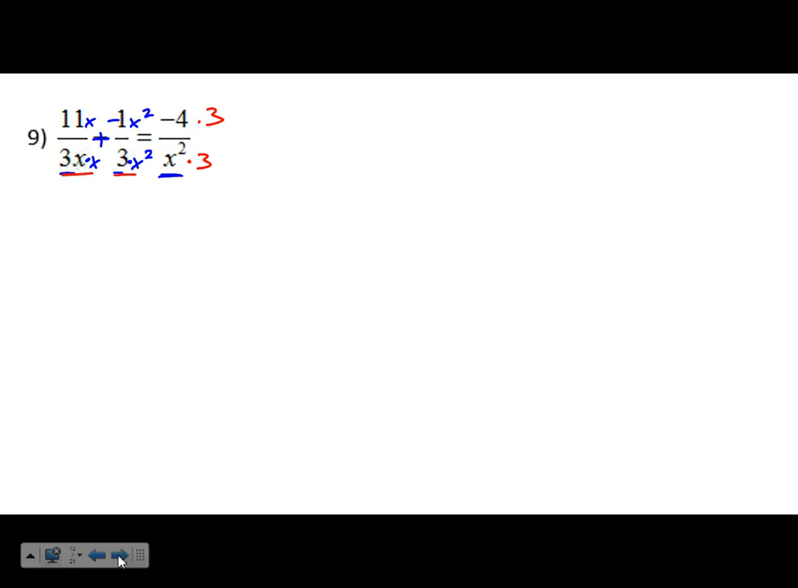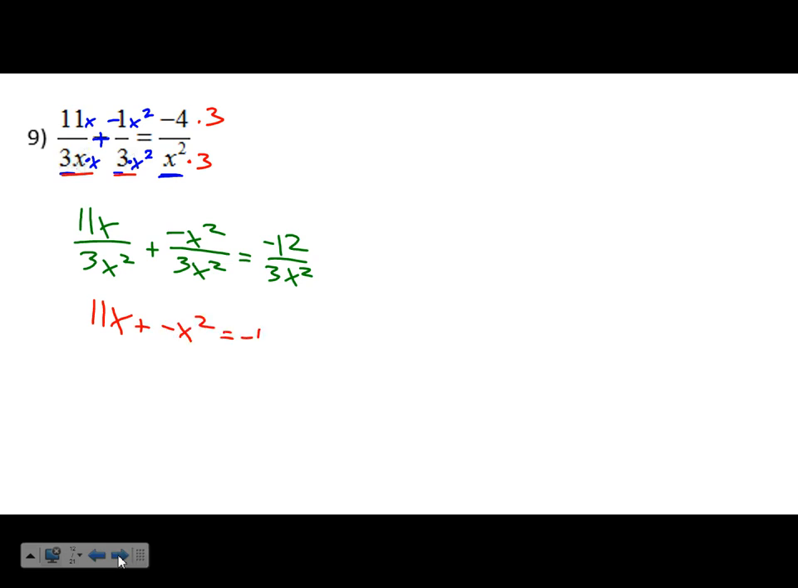So now we have 11x over 3x squared plus negative 1 times x squared is just x squared over 3x squared. Negative 4 times 3 is negative 12 over 3x squared. So we have our 3x squared in the bottom. Those all match. So set our numerators equal to each other. 11x plus negative x squared is equal to negative 12. Now, this is what I was talking about on the last slide. This negative x squared, we've never factored with a negative x in front.